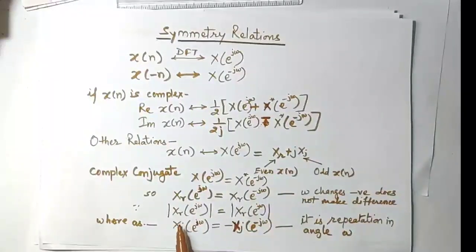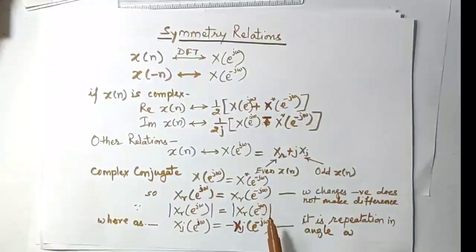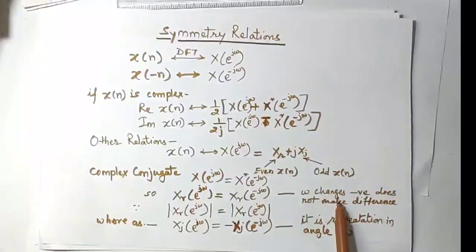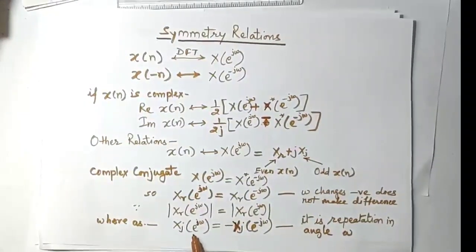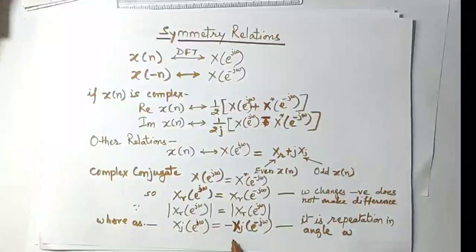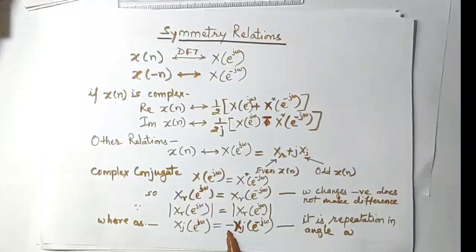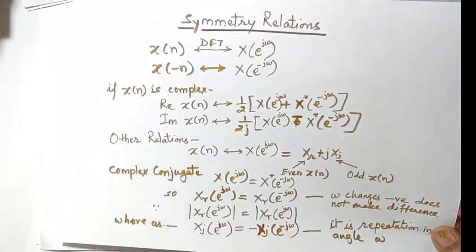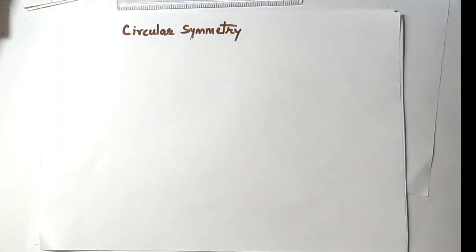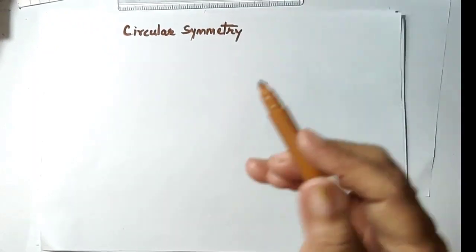And this omega we take as plus or minus. Omega changing to negative does not make any difference in the sampling, because we are taking the angular omega. So it does not make any change if we take omega as positive or negative. So X(e^jω), if repetition in angle omega is there, then we can have the imaginary part, that is minus X(e^jω). Just for review, I listed out these properties.